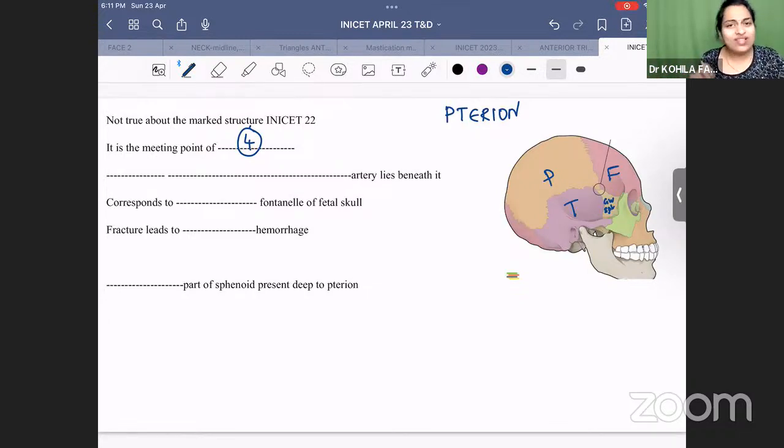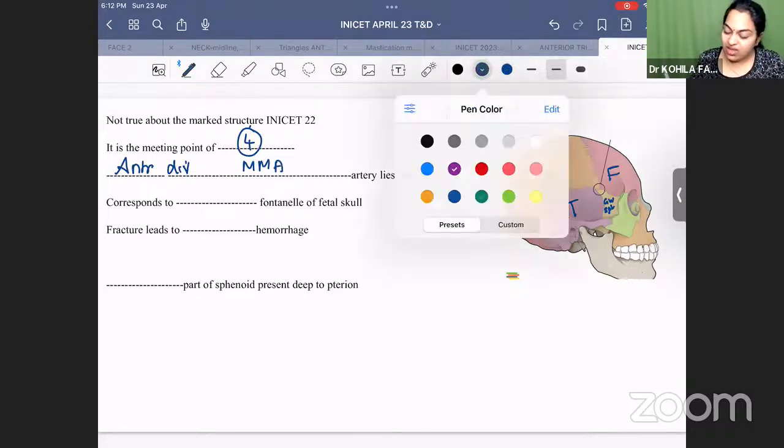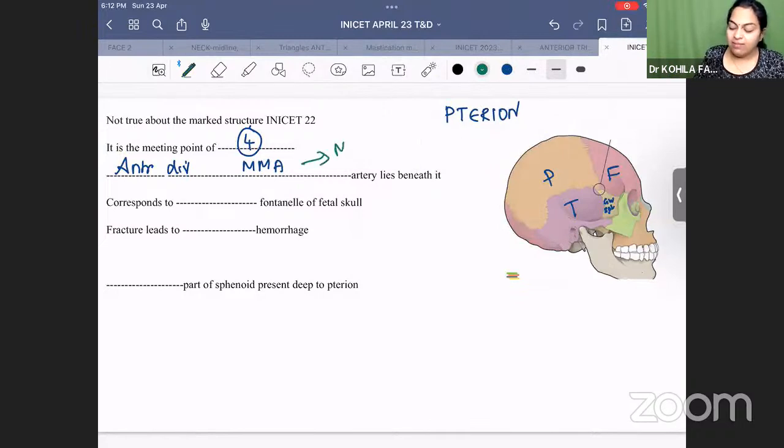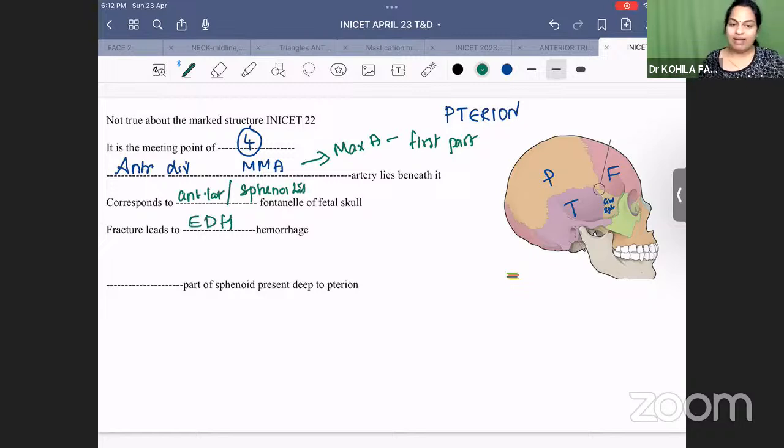Done. Now, what is the artery that lies beneath it? Yes, the anterior division of middle meningeal artery. Now, this middle meningeal, can you tell me, Sai, it's coming from which artery? Maxillary artery. To be more specific, the first part of maxillary artery. And then I ask, what is the fontanel corresponding to it? The anterolateral fontanel or the sphenoidal fontanel, right? It corresponds to the position of pterion. Now, fracture of the pterion and rupture of the middle meningeal artery will lead to extradural hemorrhage.